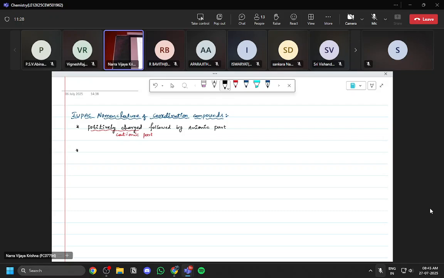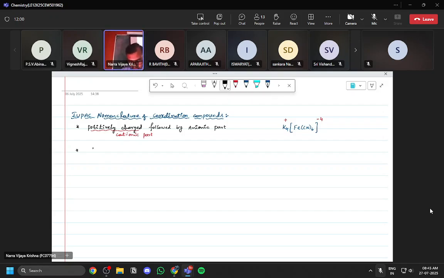Right? For example, if I take K4[Fe(CN)6], if I write K4[Fe(CN)6], this is the complex. Now, which is cationic part in it? Potassium. Anionic part, so this I can write as -4. 4 potassiums balance 4 negative charges. Right?